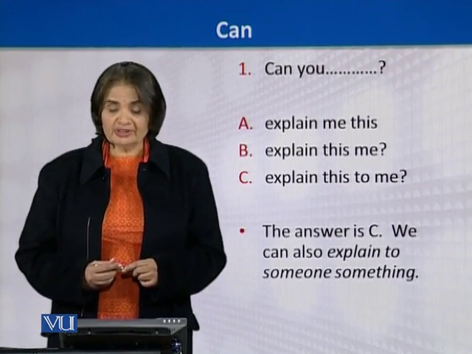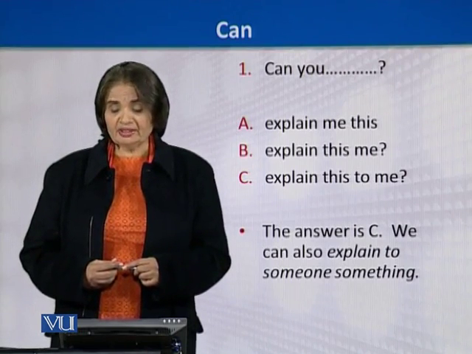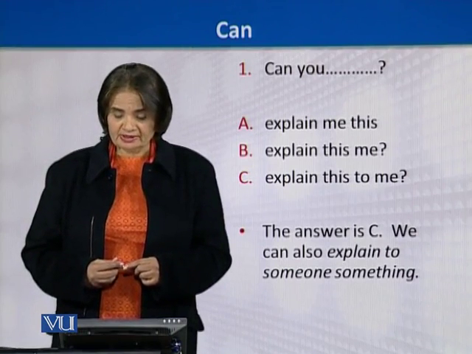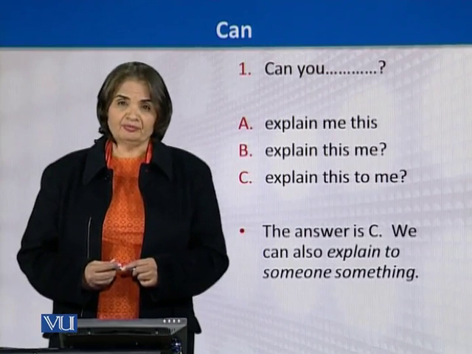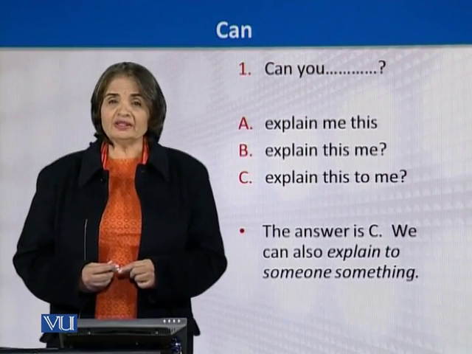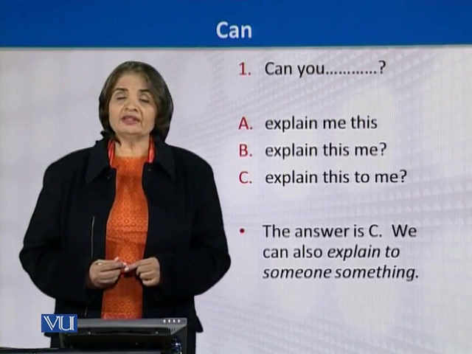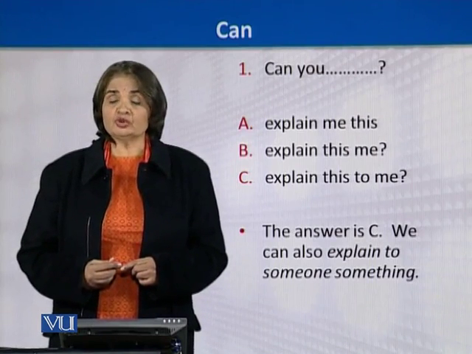Can you explain me this? Explain this me, or explain this to me. So in this case, the answer would be C. We can also explain to someone something. So we can always say, I can explain this to you, or I can explain this to Ahmed, or Ahmed can explain this to me.